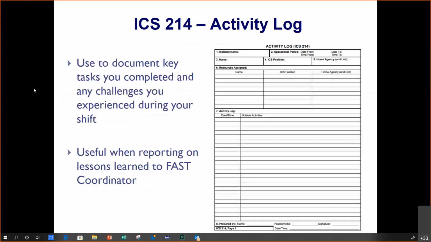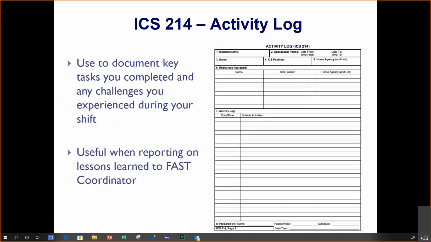Okay, the 214. This is something that you'll be using for yourself. Again, a lot of times you'll just hear it referred to as the 214. It's basically a document to keep track of the tasks that you've completed. It's also where you can write down, as it says on the slide, any challenges you experienced during the shift.